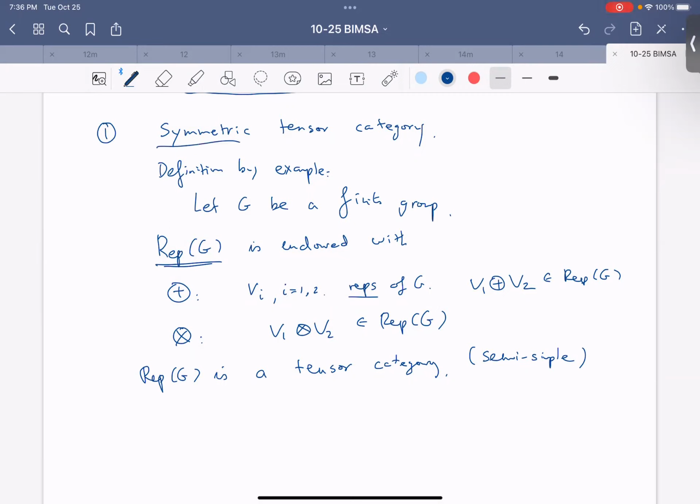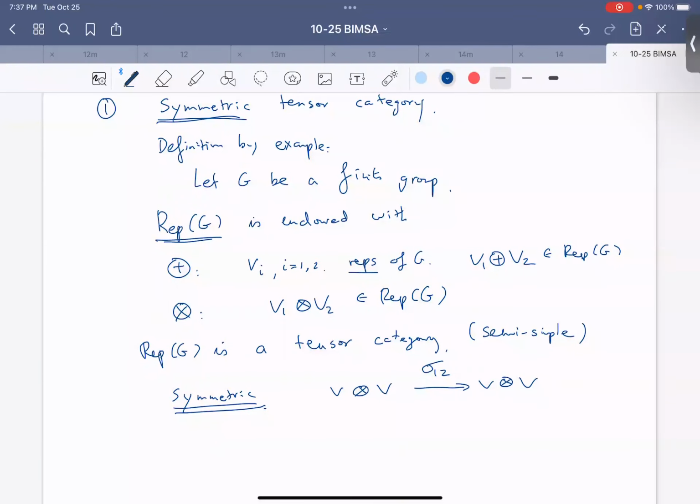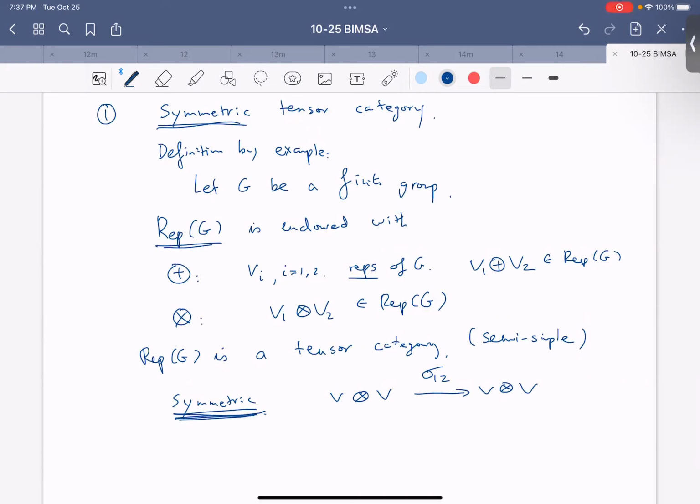And what do I mean by a symmetric tensor category? Symmetric means that if we take a representation V, we can take a flip. This flip turns out to be an isomorphism between representations of G. That's what symmetric tensor category means. One could be more general, with different V1, V2, and keep track of the indices, but I'm not going to do that. One thing I like to point out is that if you apply the flip twice, you get the identity, because this sigma_{1,2} simply switches the tensor factors. So this is what I mean by a symmetric tensor category.